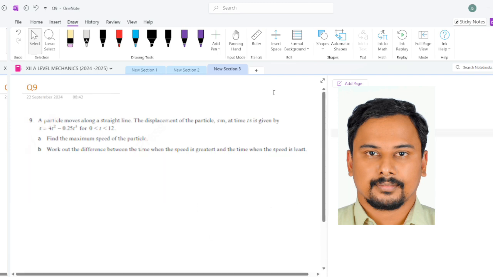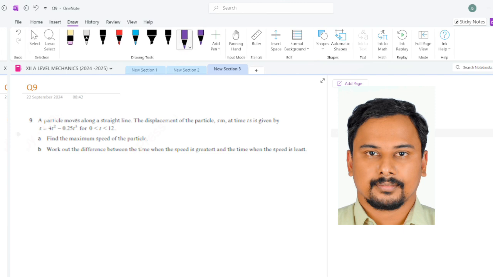So a particle moves along a straight line. The displacement of the particle, s meters at time t seconds, is given by s equals 4t squared minus 0.25t cubed, when 0 < t < 12. Find the maximum speed of the particle. Work out the difference between the time when the speed is greatest and the time when the speed is least.